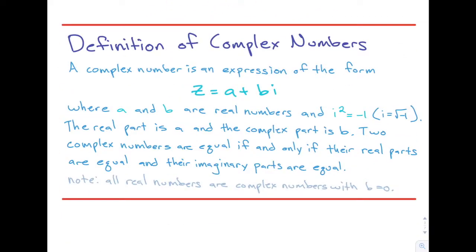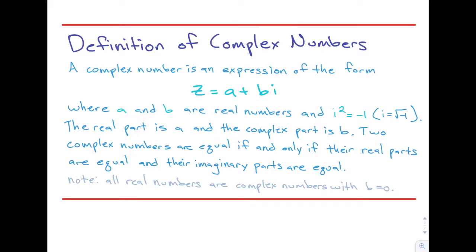So, the definition of complex numbers. A complex number is an expression of the form z equals a plus bi, where a and b are real numbers, and i squared equals negative 1. In other words, i equals the square root of negative 1. The real part is a, and the imaginary part is b. We say that two complex numbers are equal if and only if their real parts are equal and their imaginary parts are equal.